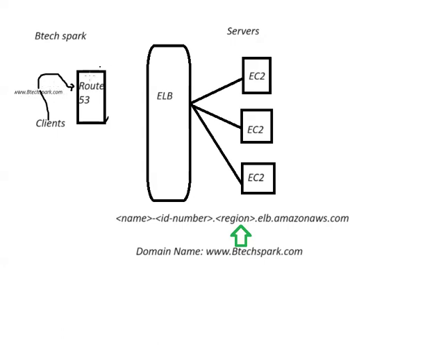if you request the www.btechspark.com website, then this Route 53 will map your request to this elastic load balancer. To which load balancer will the request be routed? The elastic load balancers that I have created. Then the elastic load balancer will send the traffic to any one of the servers which is free, based on the round robin method. Then the data is processed and the response goes back to the client in the same way.